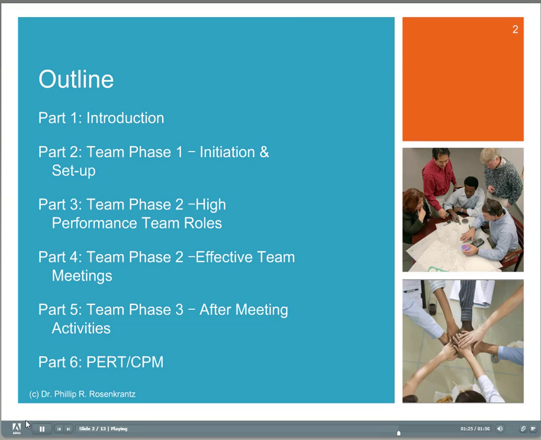Part 6, I've included another look at PERT CPM, that's the Program Evaluation and Review Technique, and the Critical Path Method, because if we're talking about a project team, like a Six Sigma project team, and if you have a deadline for completion, it would be nice to have this project management tool explained in a little more depth.